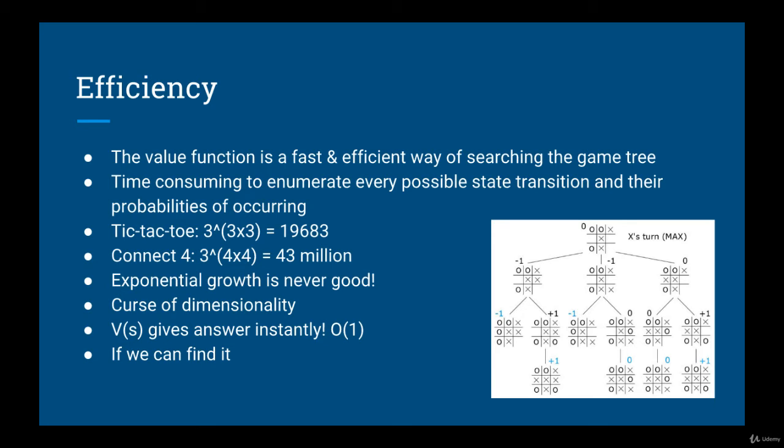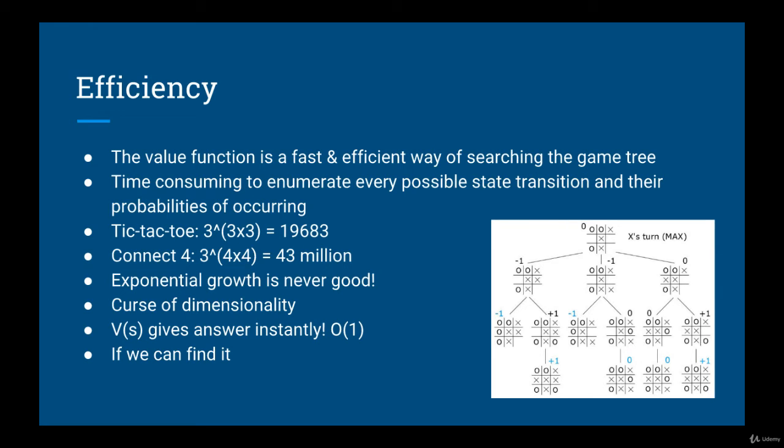In fact, most games would be computationally infeasible. Tic-tac-toe is easy since it's only a 3x3 board, so the number of states is approximately 3 to the power 9, or 19,683. But that grows exponentially with the size of the board. For example, if you have a 4x4 board like in Connect 4, then you get 3 to the power 16, which is 43 million. So as you probably already know, exponential growth is never good. Searching the state space is only possible in the simplest of cases.